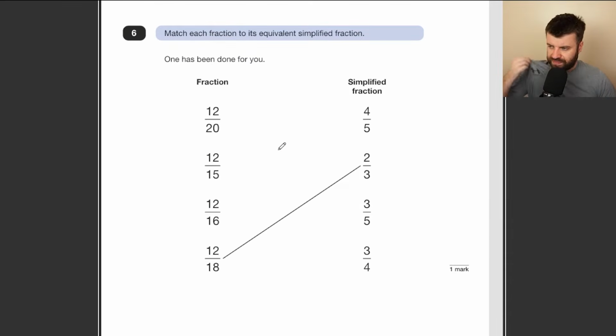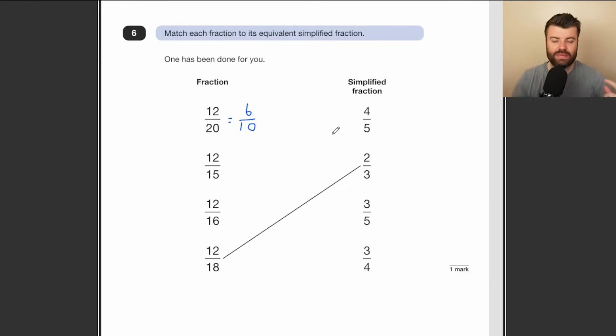Question 6. Match each fraction to its simplified equivalent. Now, this is basically like question 1, isn't it? It's just equivalent fractions again. To simplify, it's just equivalent, like I said, but we're dividing. Instead of multiplying the top and the bottom, we're just going to divide by the same number now. You can see here 12 over 18 goes to 2 over 3 because we divide both by 6. 12 over 20. Well, let's think what number goes into both 12 and 20. I can think straight away of 2. So I'm going to do 6 over 10. Cool, but that's not there.